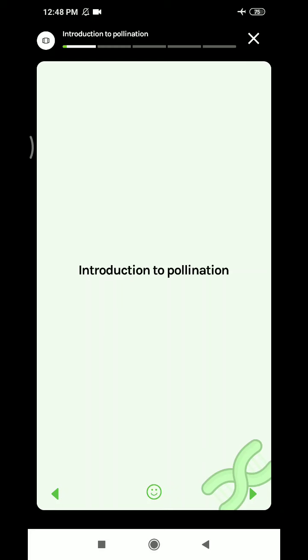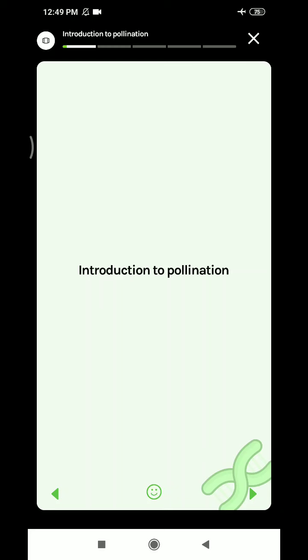So, now can you tell me which is known as the female reproductive part of a flower? Yes, gynoecium is known as the female reproductive part of a flower. Now, tell me the male reproductive part of a flower. Yes, androecium is known as the male reproductive part of a flower.